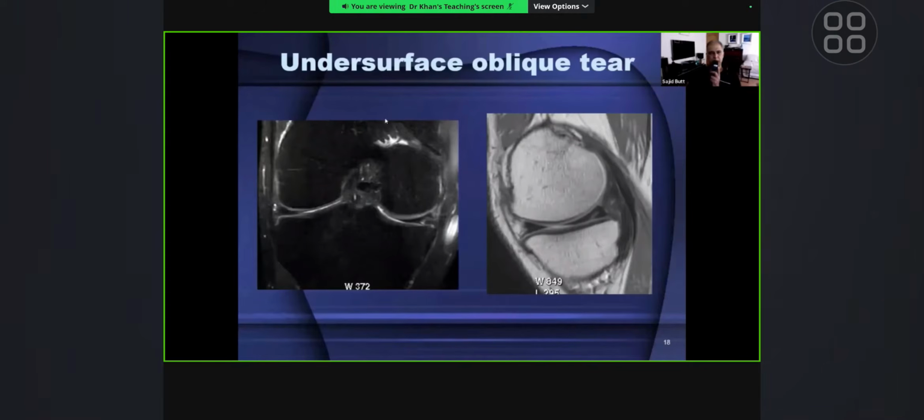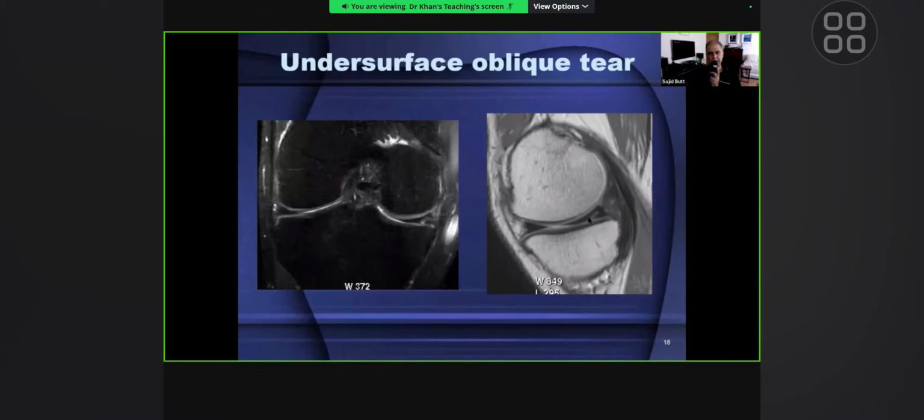Here is an example of an undersurface oblique shaped tear. So you've got a coronal image and you've got a sagittal image. That's the medial meniscus again. We've got the iliotibial band attached on the lateral side. And we can see that there is a bright signal intensity which connects to the inferior meniscal surface. And in the sagittal image, it also connects with the inferior meniscal surface. And you have to have that in at least 2 consecutive slices. And that's a good example of a horizontal cleavage tear.